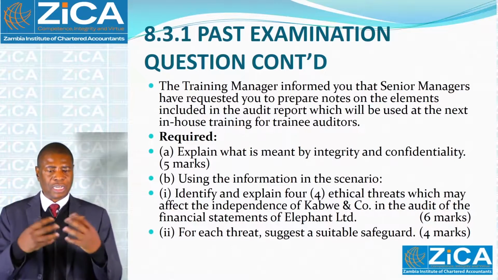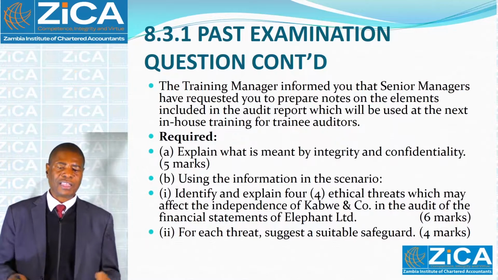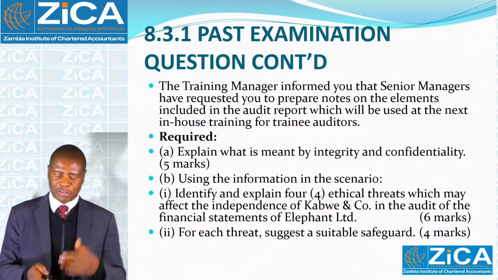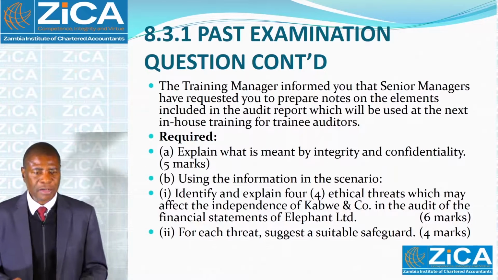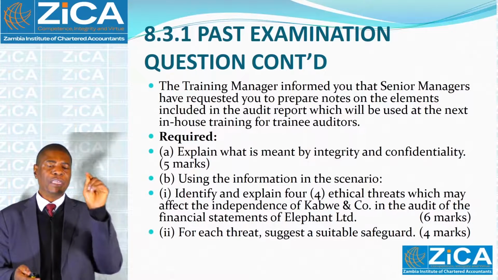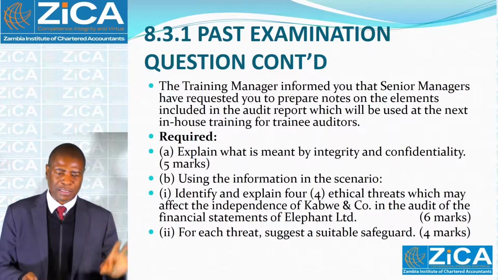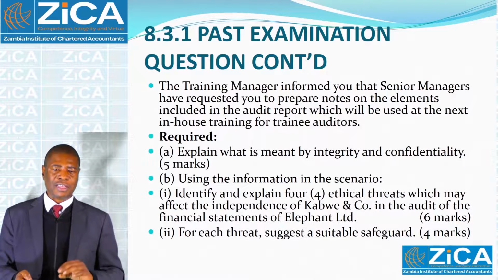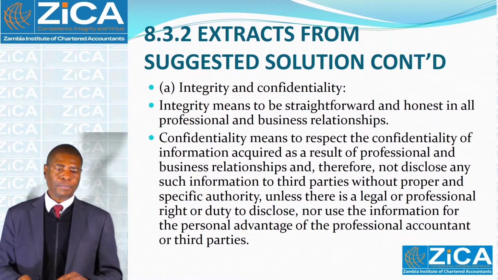Most students who do tables score very highly. In fact, they get all marks. In this case, there were 10 marks available. So it's important that you do a table when answering such questions. And then you stick to the issues in the scenario. Do not be defining those ethical principles. Here it is just a matter of looking at the question and extracting what the ethical principles are.